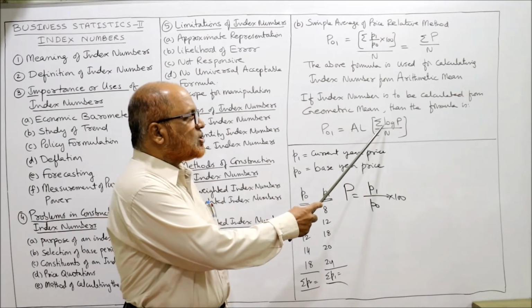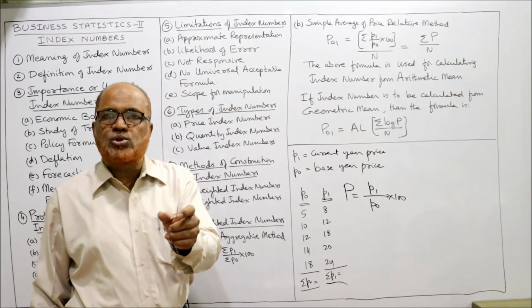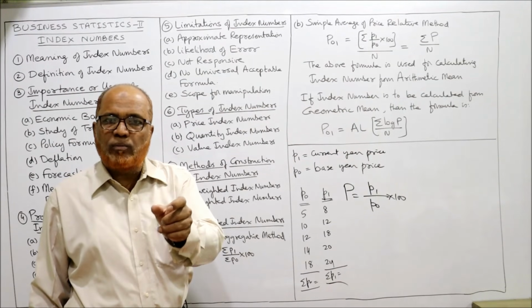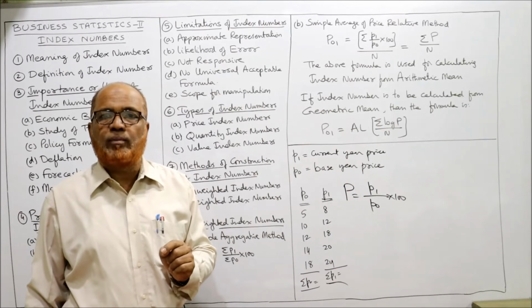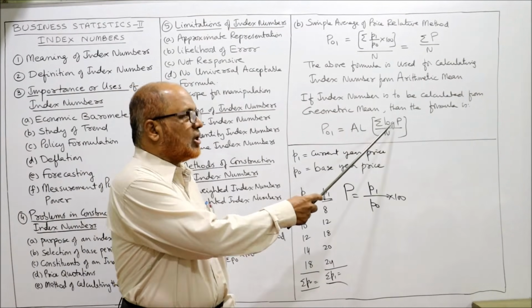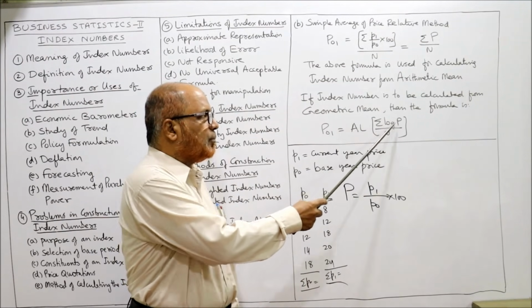Anti-logarithm of summation log P. First of all you have to calculate P values, capital P, that is price relative. अब वो प्राइस रिलेटिव जो मालूम करेंगे उसका लॉगरिथम वैल्यू मालूम करेंगे log P. Then take the total of log P, summation log P divided by N. So anti-log of summation log P by N.